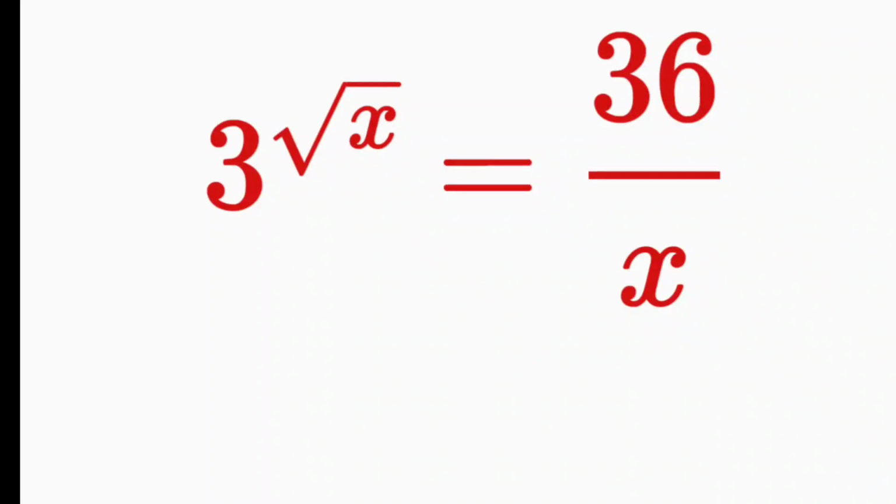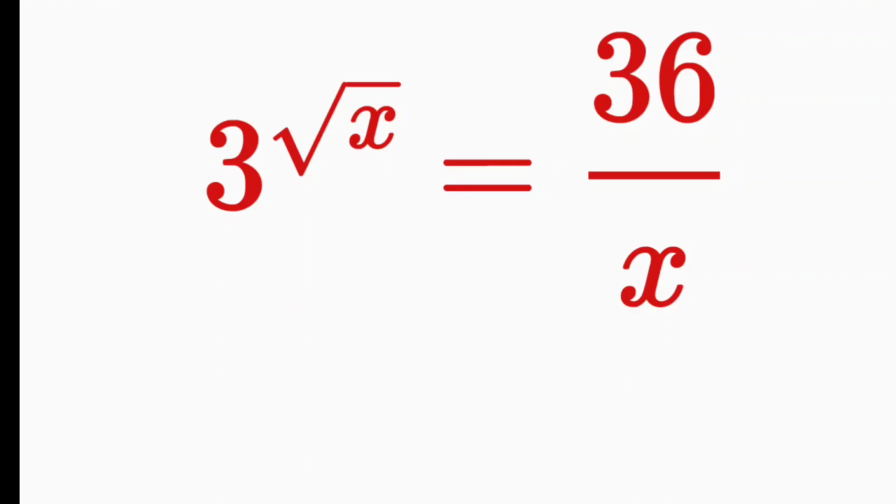Today we're going to be solving this math Olympiad equation where 3 to the power root of x is equal to 36 divided by x. We're just going to jump right in to solving the equation. So here's a step-by-step breakdown of how to solve the equation.